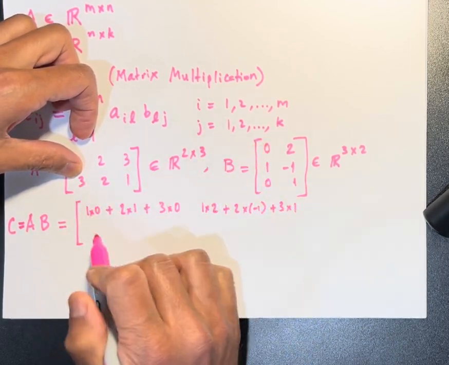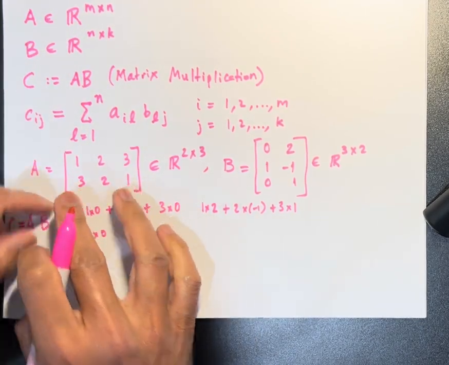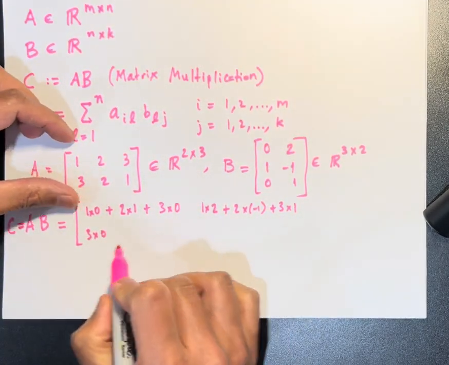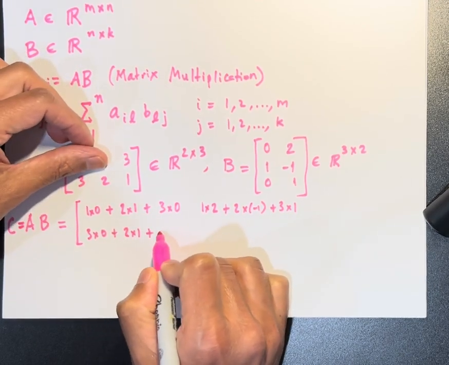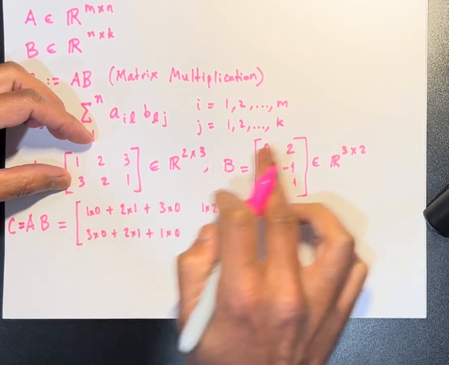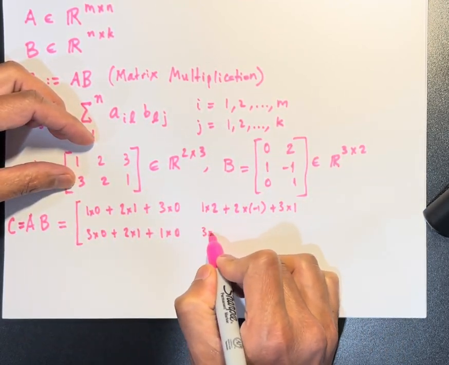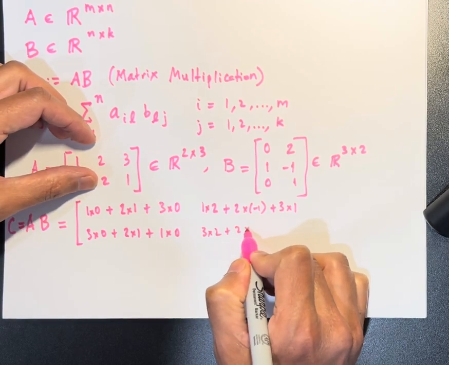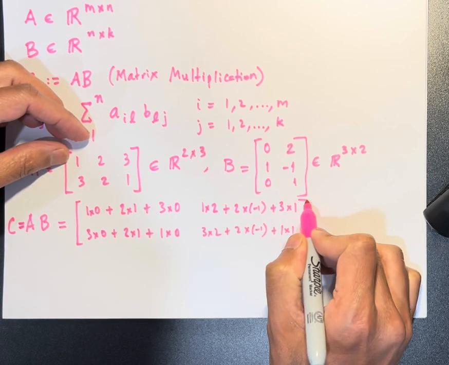Now this is going to be 3 times 0, right? So now we have moved on to the next row. This 3 2 1 multiplied by 0 1 0, 3 times 0 plus 2 times 1 plus 1 times 0, and then same thing we do here, 3 2 1 and 2 minus 1 1. So that's 3 times 2 plus 2 times minus 1 plus 1 times 1, right? And that's about it, right?